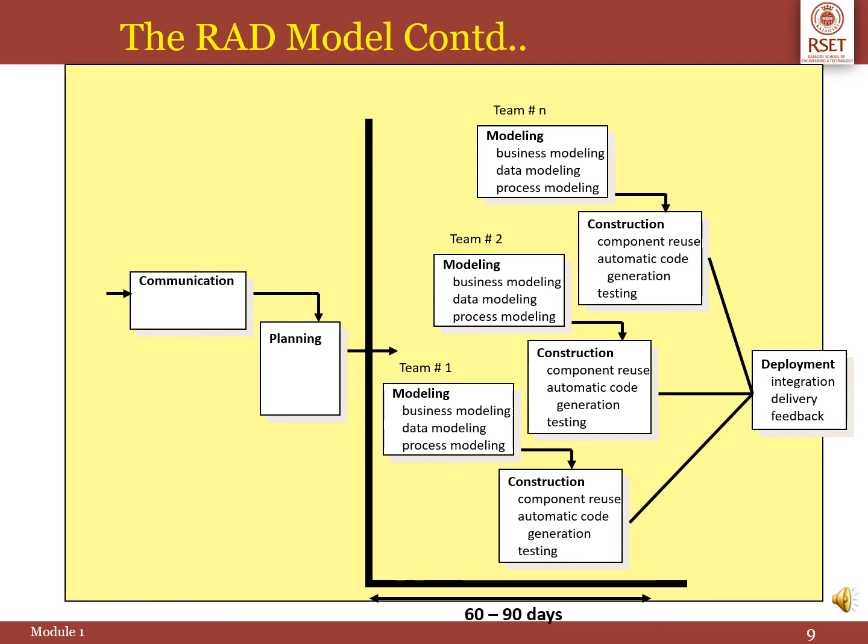Fourth one is application generation. Here, automated tools are used to convert process models into code and the actual system. The final one is testing and turnover. Test new components and all the interfaces. The overall testing time is reduced in the RAD model. The prototypes are independently tested during every iteration.